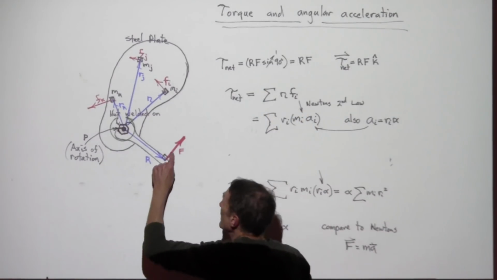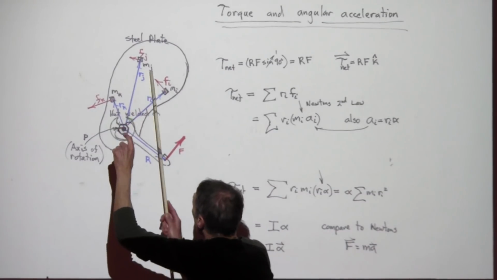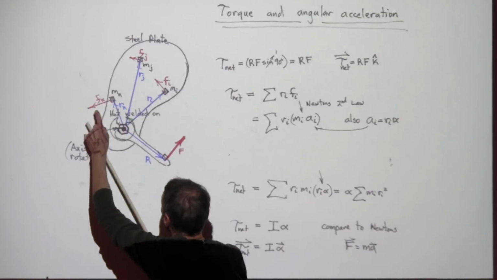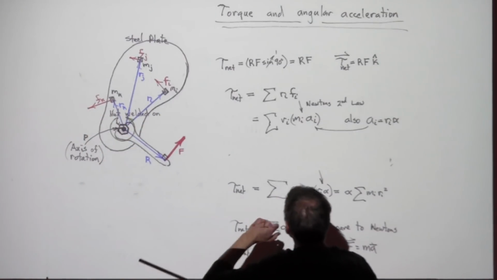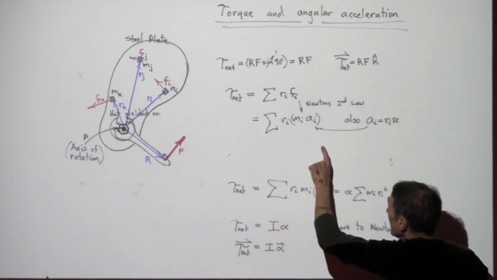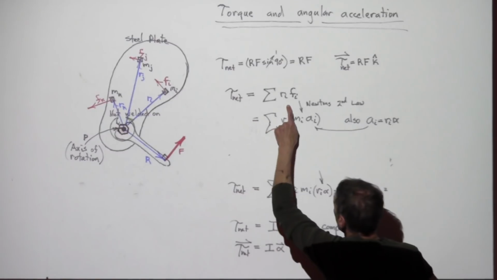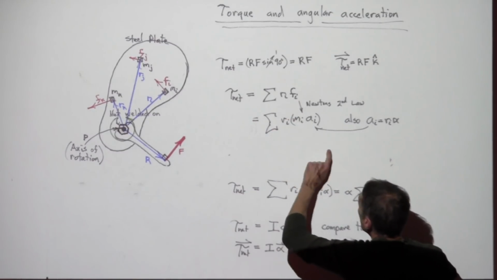This force is going to have some F sub I on this one, F sub J on this one, F sub K on this piece. And of course, we'd be integrating all of this if we were going to turn it into a calculus problem. But this net torque should be just R times F.